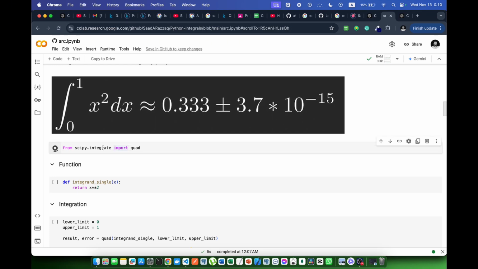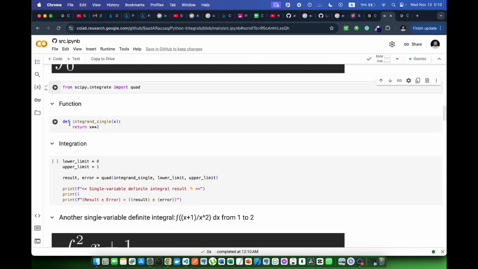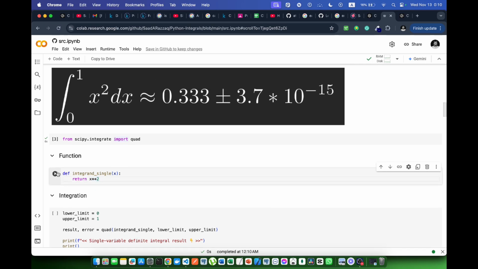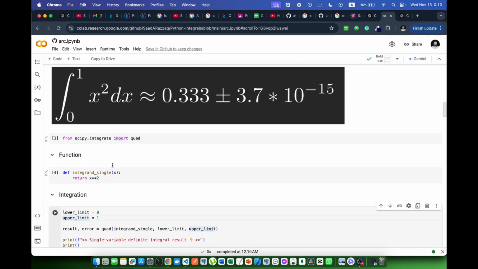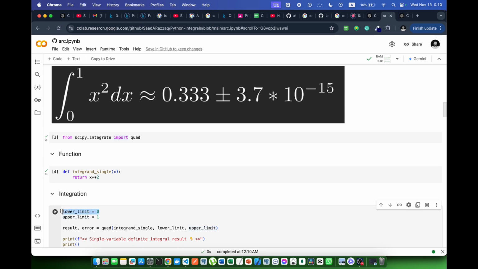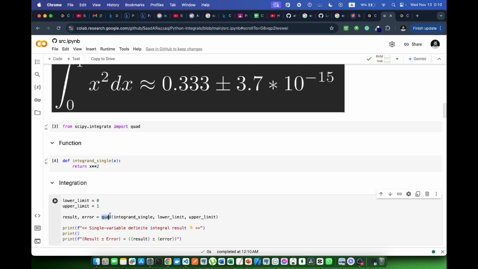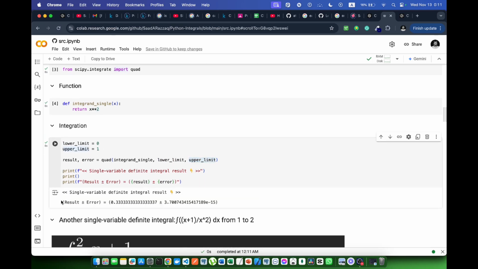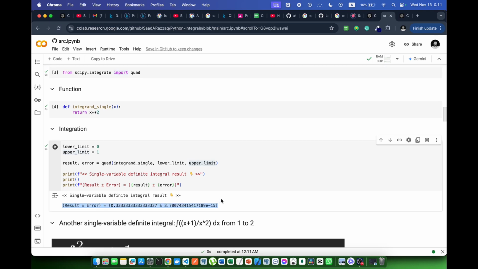Now I'm just going to import quad. After the import is done, I'm going to run this function. What this function does is that it performs x square and returns x square. So let's run this. Now for performing integration, as you can see here, lower limit is 0 and upper limit is 1. Based on this, we can apply quad on this function alongside passing the lower limit as well as the upper limit, and we will get our result. So here's the result: 0.33 plus minus 3.70 times 10 raised to the power minus 15. E minus 15 represents 10 raised to the power minus 15.